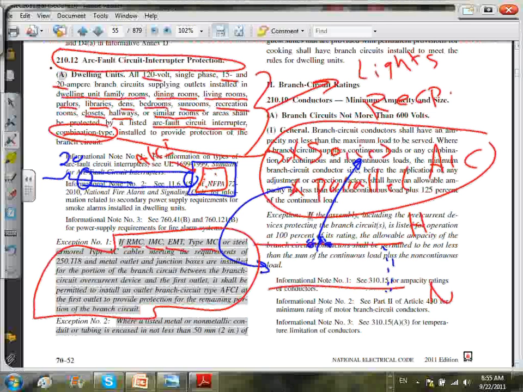As an arc fault? Yeah. No, either or. Okay. Yeah. The arc ground fault circuit interrupter and arc fault circuit interrupter are two completely different things. They look at completely different things.